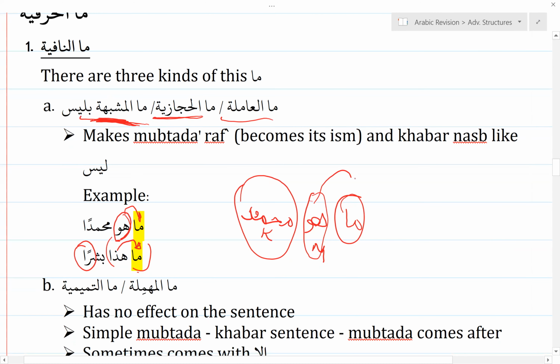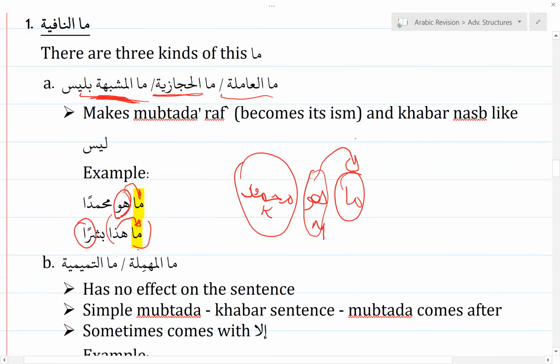Even though we would say that this is the ism of ma. I think it is a stronger form of negation, right, as compared to laysa? Yes, it's a stronger form of negation. And then in is the strongest form of negation. So you have la, then laysa, and then you have ma, and then you have in.